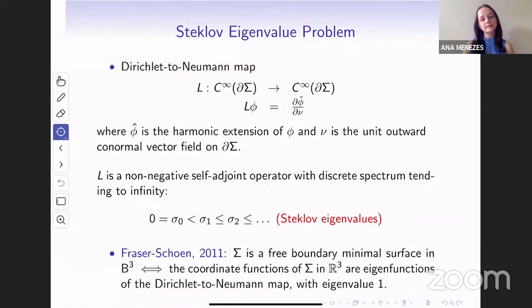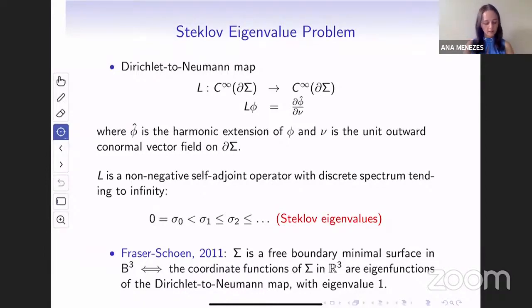Let me remark that free boundary minimal surfaces have been studied for a while, for instance, since Courant at least. But it was only after this observation by Fraser and Schoen that many people got interested in the subject. And for the last 10 years, many people have worked on the subject, and there are many results, okay?